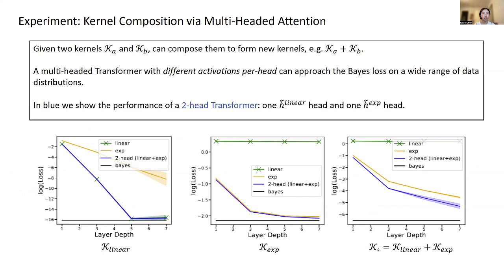On each plot, we show the loss of 3 different architectures. The one with linear activation in green, the one with EXP activation in yellow, and the one with 2 activations in blue. In the first 2 plots, we see that the 2-head transformer performs as well as the single-head transformer that matches the data distribution. In the last plot, the 2-head transformer outperforms both the 1-head transformers on the K-diamond distribution.